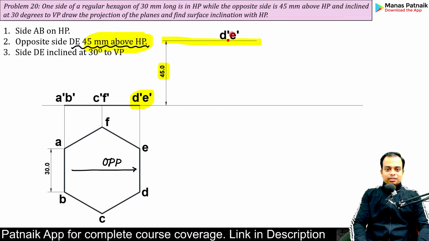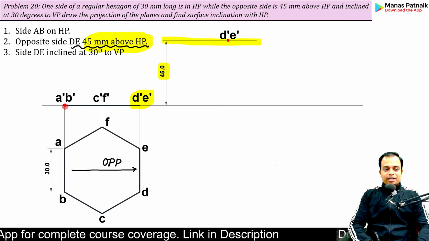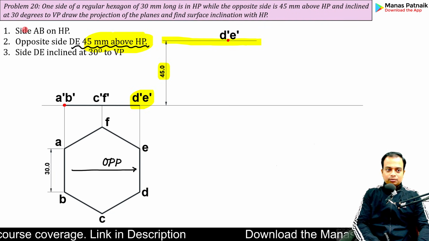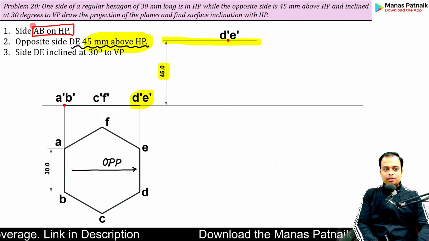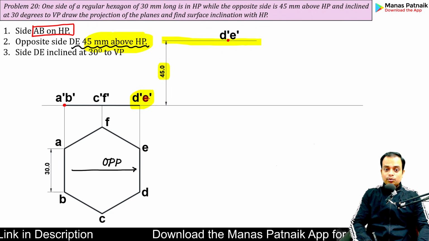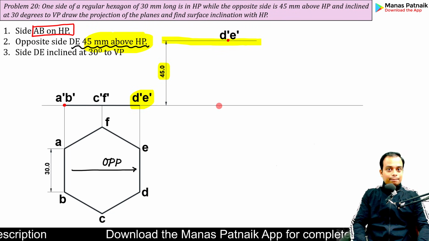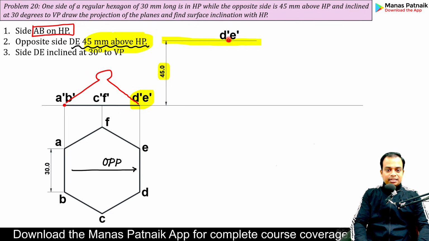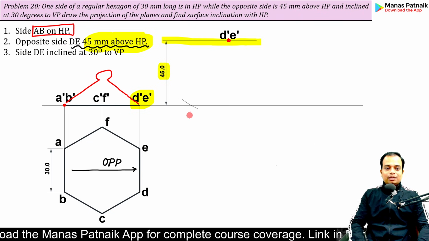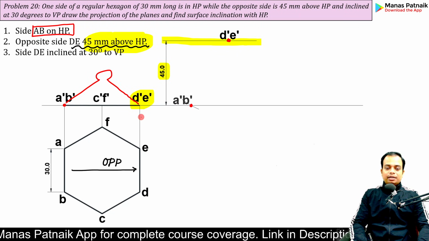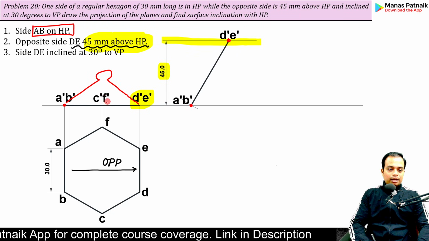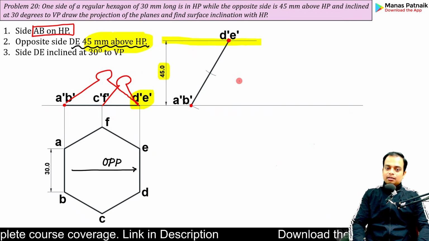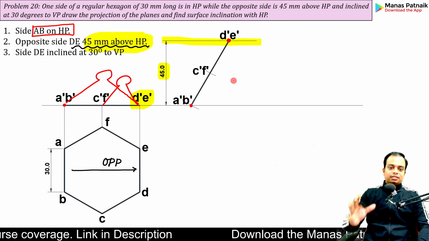So with respect to this D dash and E dash, A dash, B dash has to be on XY line, since it is always on the HP. This is the condition that we need to maintain. AB will always be on HP. Therefore, its front view will always be somewhere along this line. Now, with this much as the radius, and with D dash, E dash as the center, cut an arc along XY. This point is your A dash, B dash. Join these two. Now, with this much as the radius, with this D dash as the center, cut another arc. That's C dash, F dash.